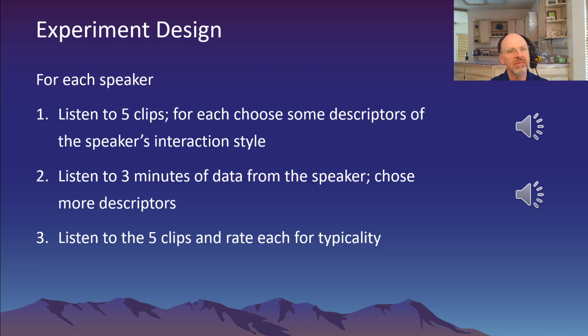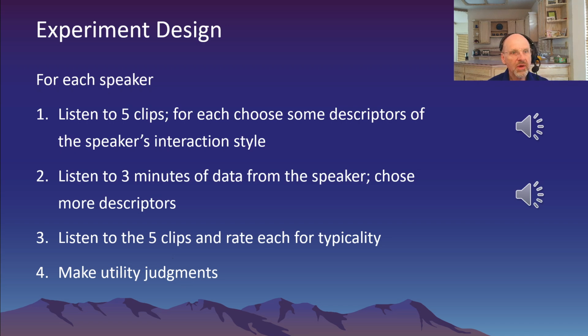Okay, that's enough of that. So the overall perspective is we listen to the five clips first. We write down some descriptors just to get them familiar with the speaker's voice. Then 3 minutes of data from the same speaker, write down some more descriptors. And then, this is the payoff, they listen to the 5 clips and rate each for typicality. And then, as a bonus, we also have them make utility judgments. How useful would it actually be to hear a single typical clip if you're making judgments about the speaker?